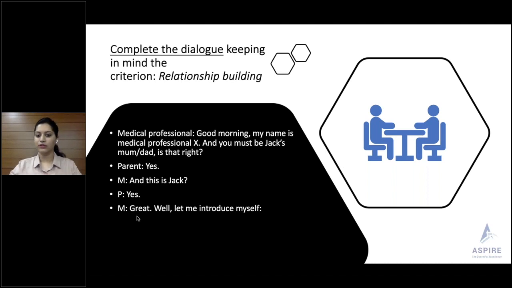So the medical professional says, "Good morning. My name is medical professional X, and you must be Jack's mom. Is that right?" So the parent says yes. So the doctor says, "And this is Jack?" And the patient says, "Yes." "Great. Well, let me introduce myself." So what do you think his introduction should be?